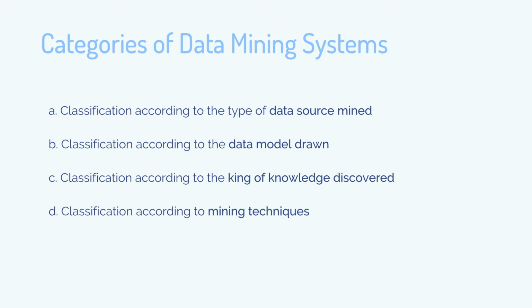So here we have some of the category system, like classification according to the type, data source mined, the data model drawn, and then knowledge discovery and machine technique.